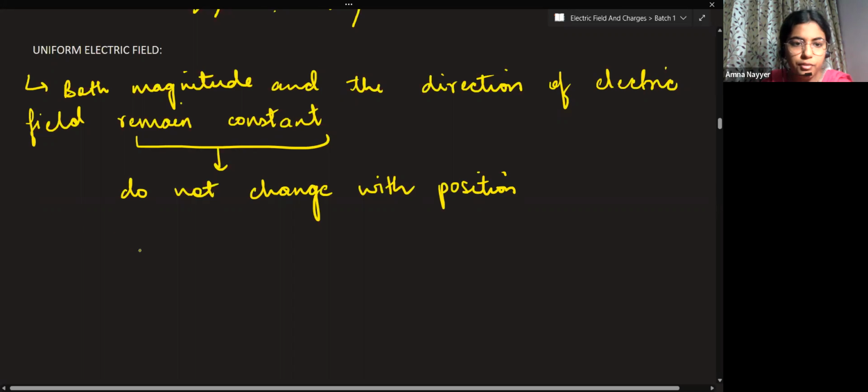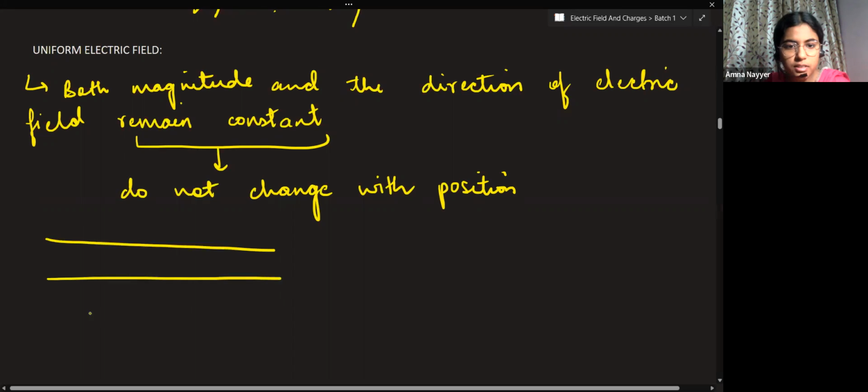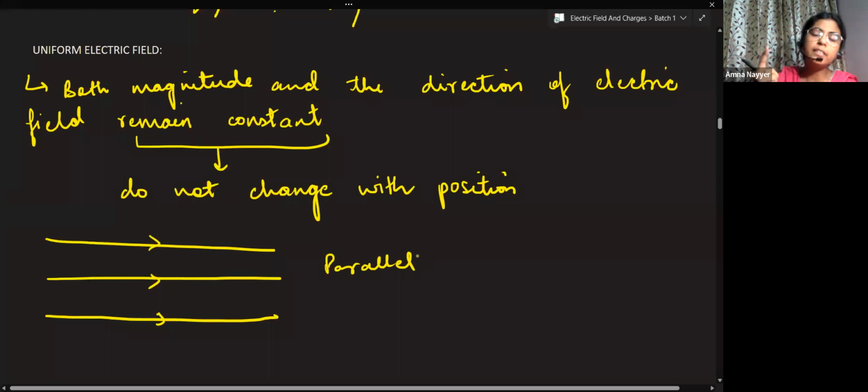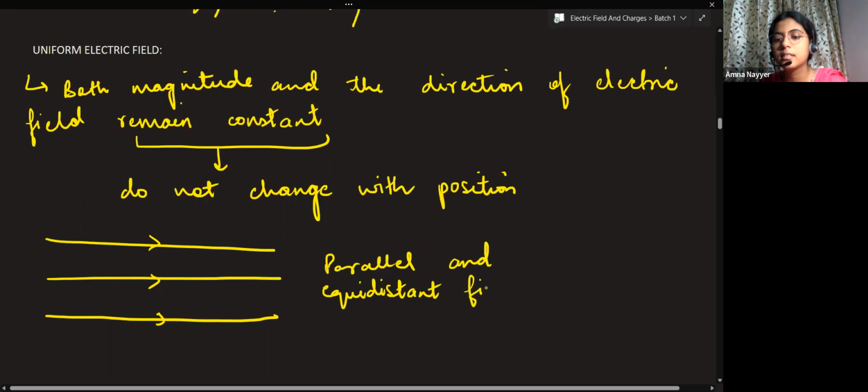So now see, if we have to represent this uniform electric field, we'll have straight lines with constant distance. These are parallel lines. So regarding electric field lines, whenever you have to represent a uniform electric field, you can represent it through parallel and equidistant field lines. This is how you represent a uniform electric field.